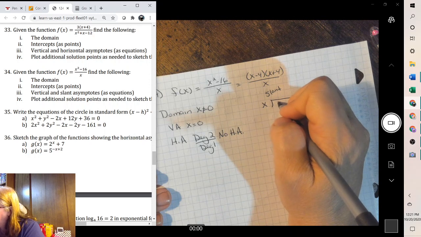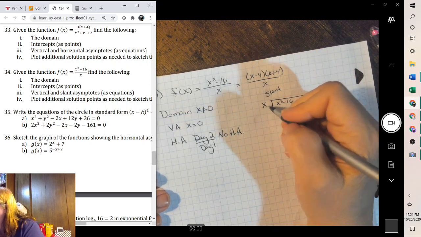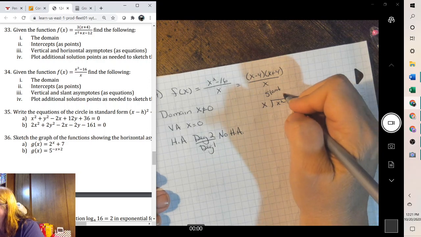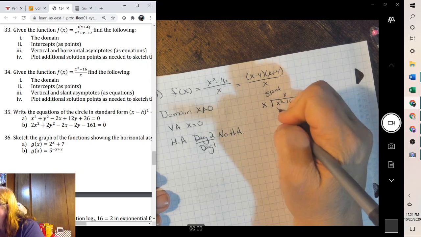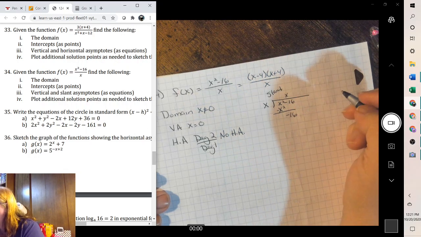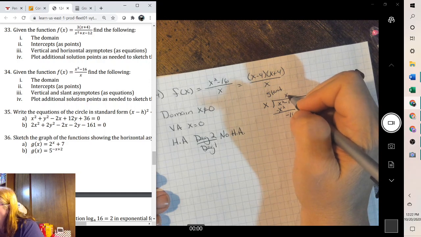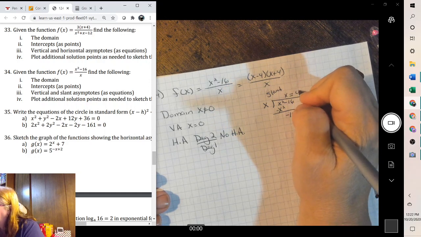And we have x squared minus 16. X, to get x squared, I need an x. X times x is x squared. Subtracting, I have a remainder of 16. We don't worry about the remainder. That means that it's going to approach the line x equals y.